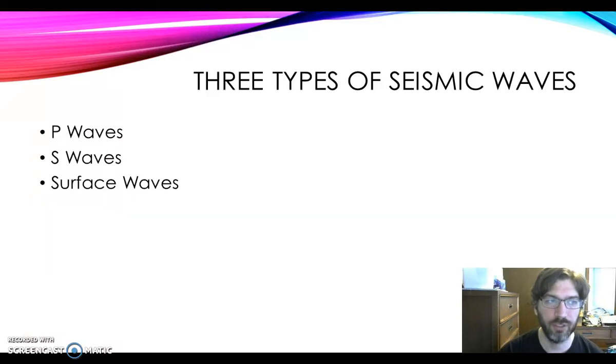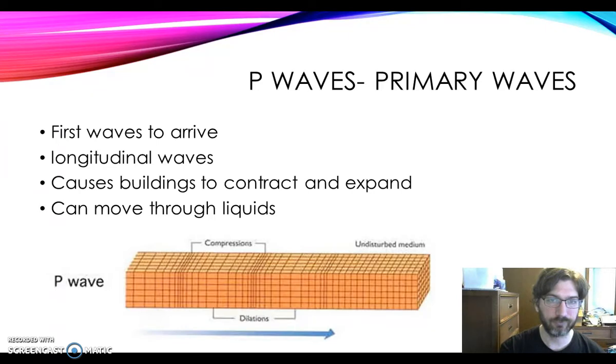So there are three types of seismic waves that we need to be familiar with: P waves, S waves, and surface waves. P waves stand for primary waves. Primary comes first. S waves stand for secondary waves. Secondary comes second. Surface waves could be either P or S waves, as long as they are on the surface. So let's start with primary waves first.